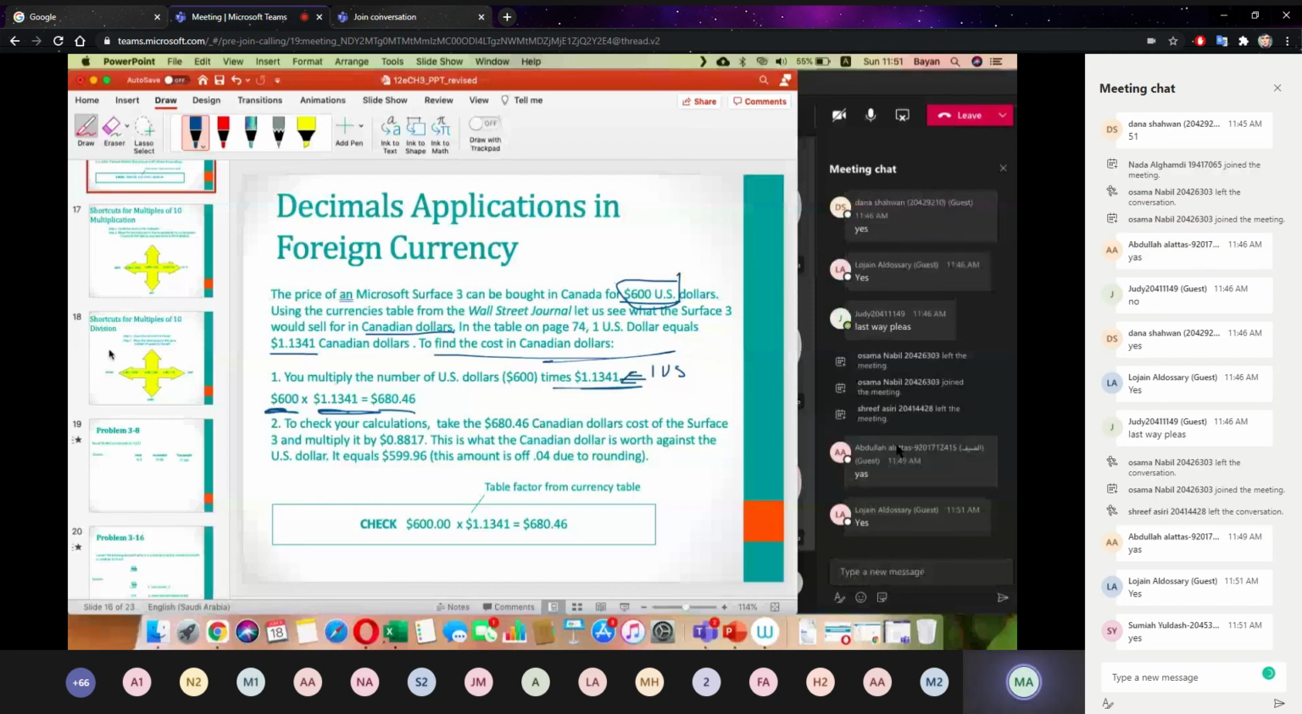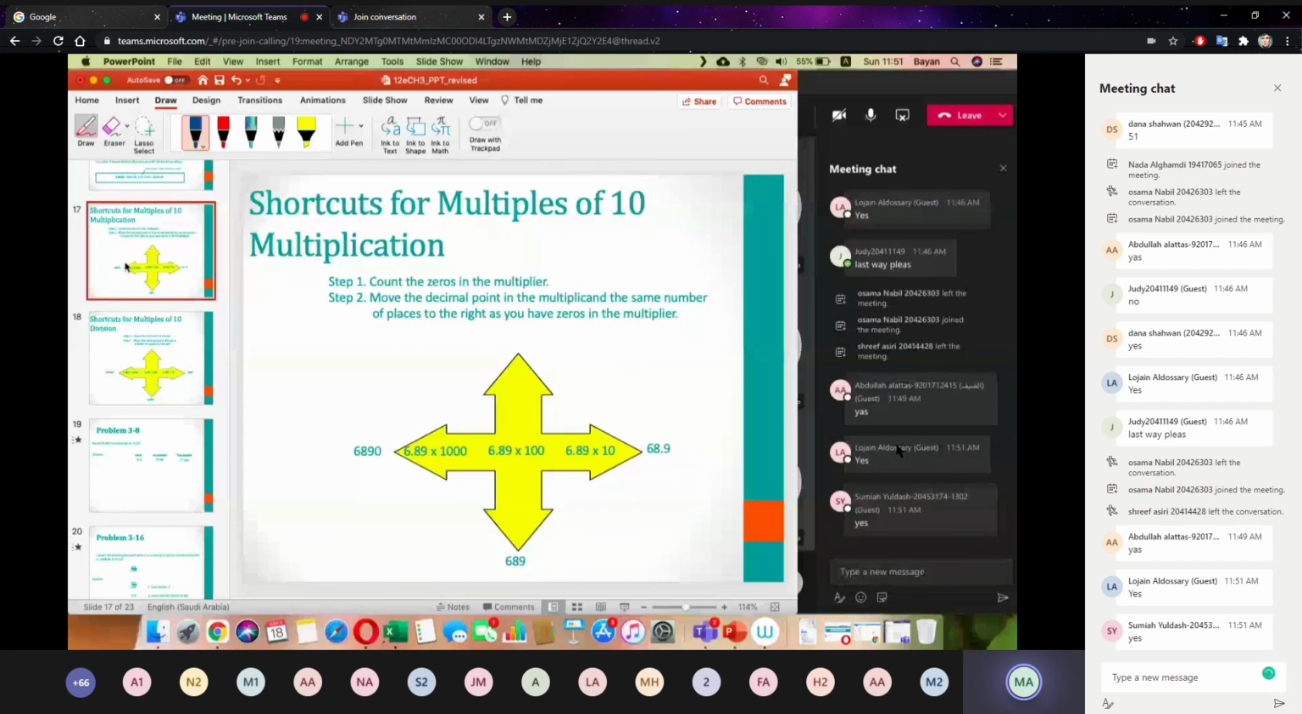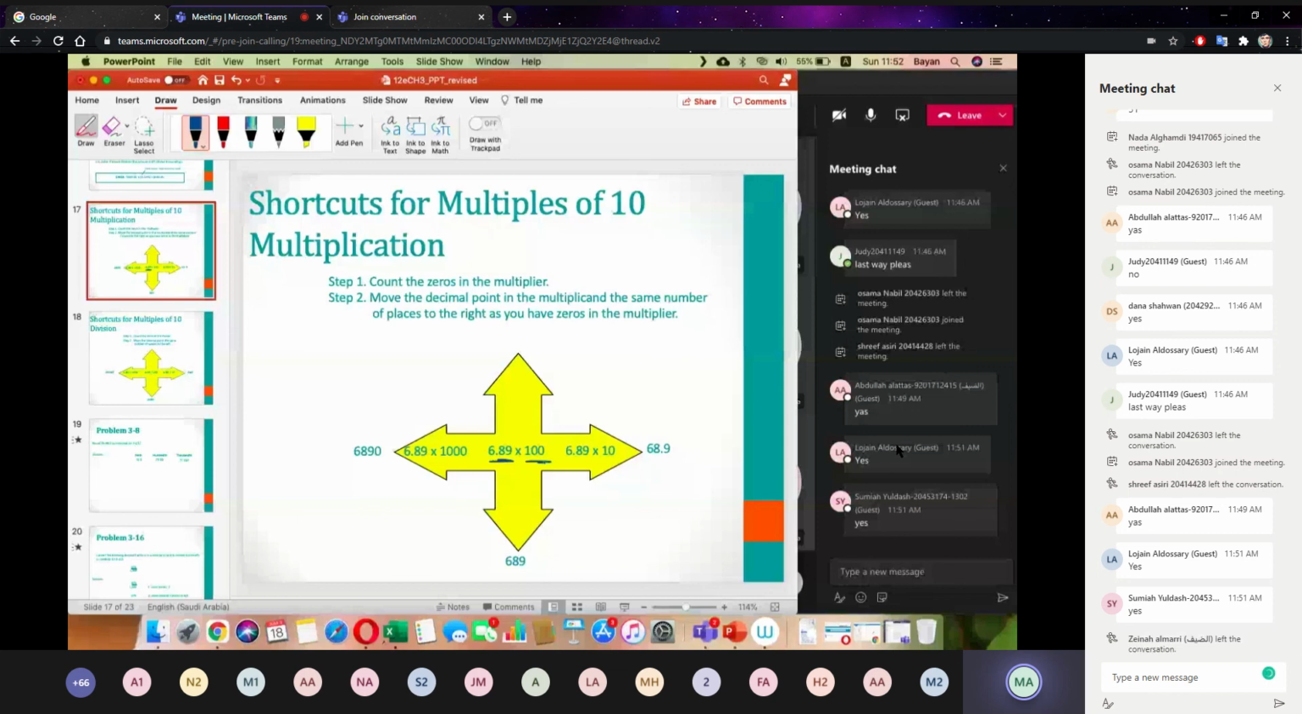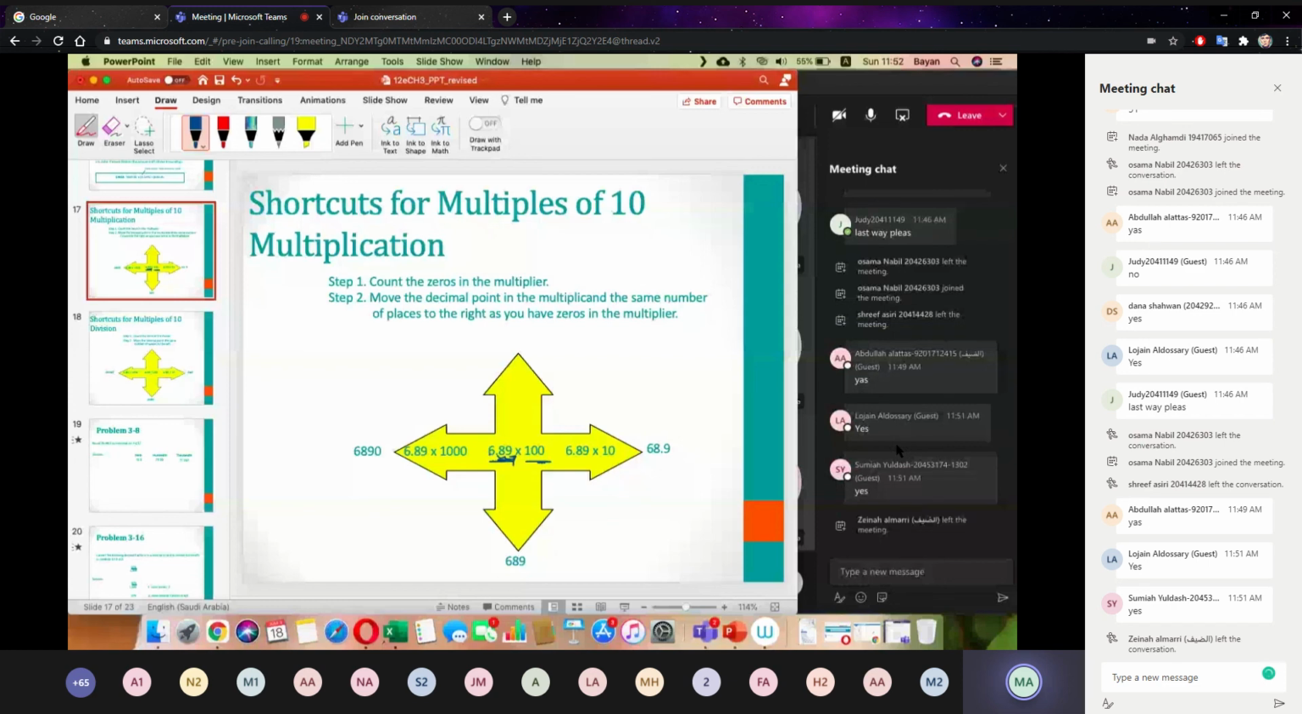Okay. Here we have a shortcut for multiplying by 100. If you have 6.89 and you multiply it by 100, how many zeros do we have? We have 2 zeros. So when you multiply a decimal value by 100, you move the decimal point 2 units to the right because we have 2 zeros here. So 6.89 multiplied by 100 gives you 689.